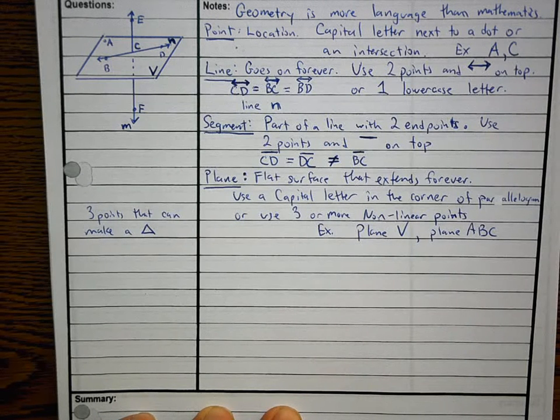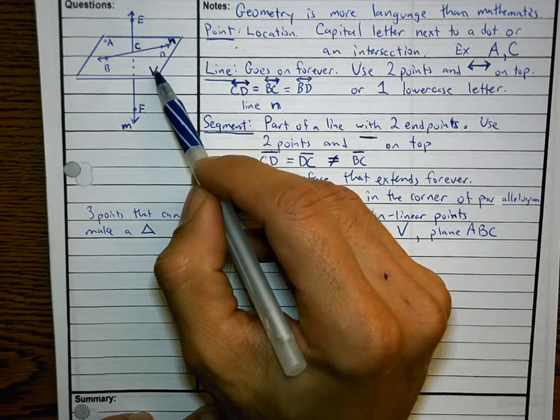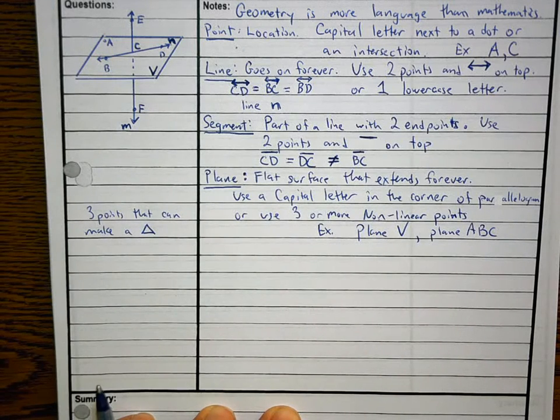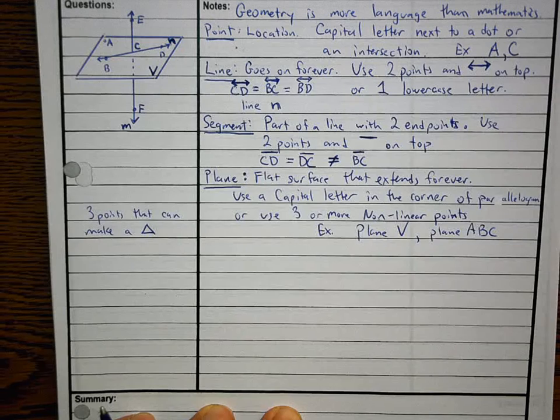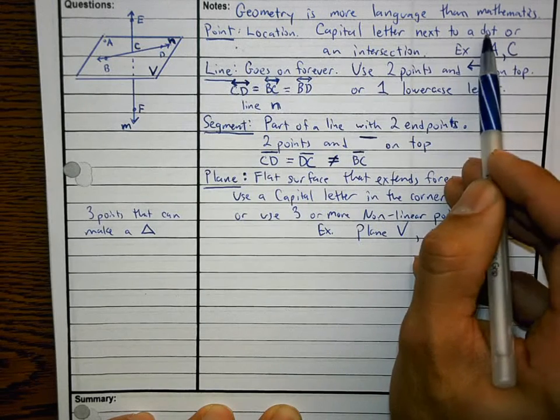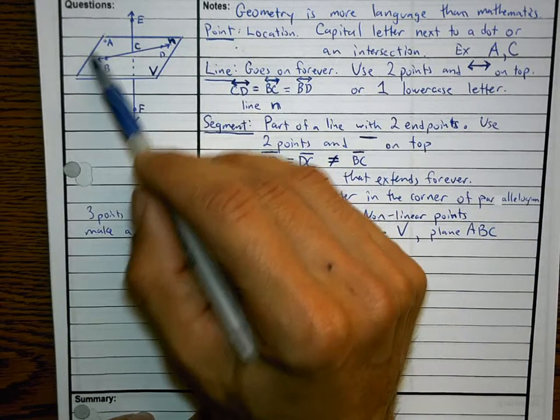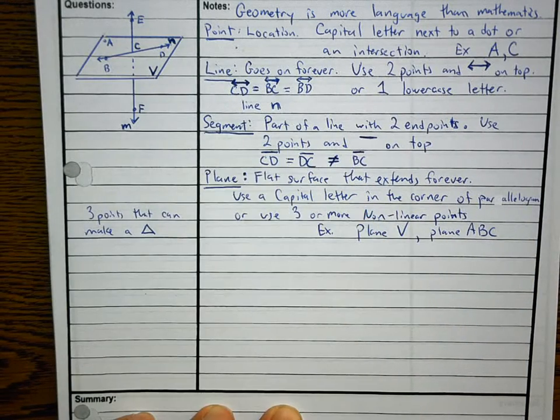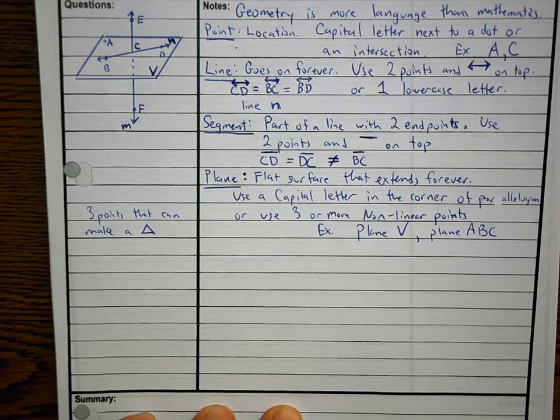Yep, Lexi. Can you do ABV? Since V is the name of the plane and it's not a point, we can't use V. No. V is not a point because it's not next to a dot. A point is a capital letter next to a dot. It's not next to a dot, and it's not next to an intersection of lines. This is the boundary of the plane, by the way. If you go outside, you can't do E or F. Exactly, because those are different planes.